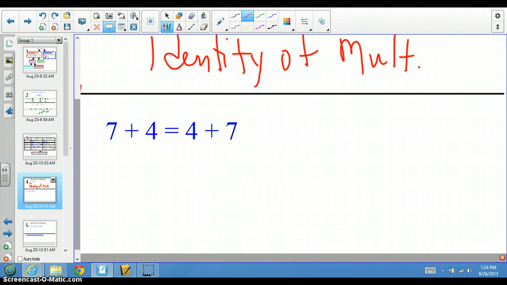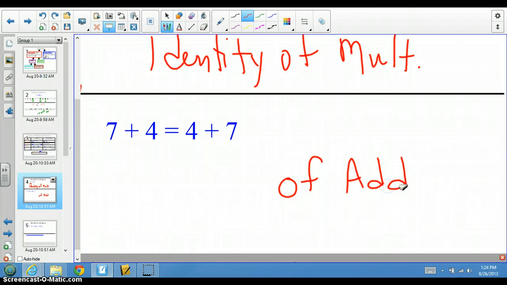7 plus 4 equals 4 plus 7. Well, we're adding, so it's going to have to be some type of addition. But what are we doing? All we're doing is just changing the order up, so it's commutative property. Commutative property of addition.